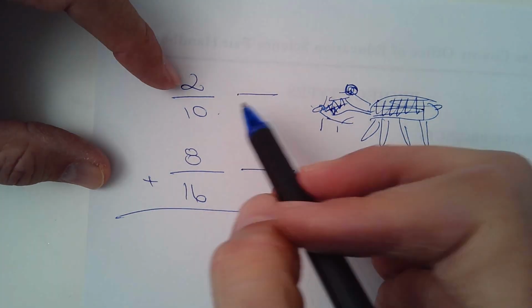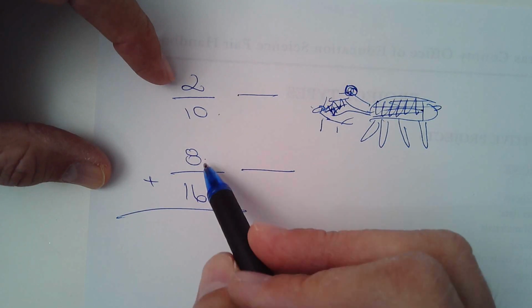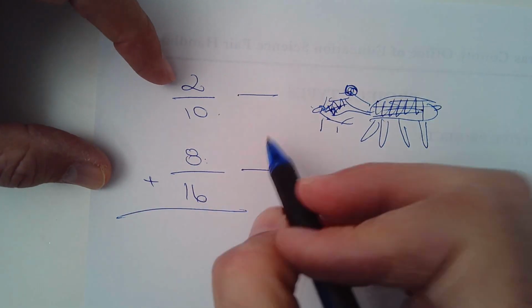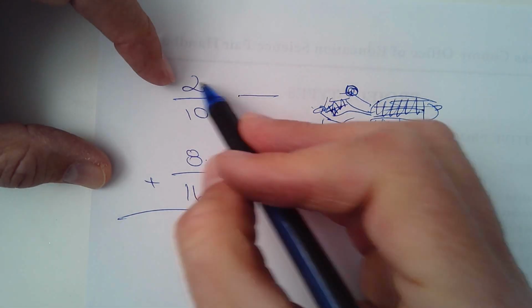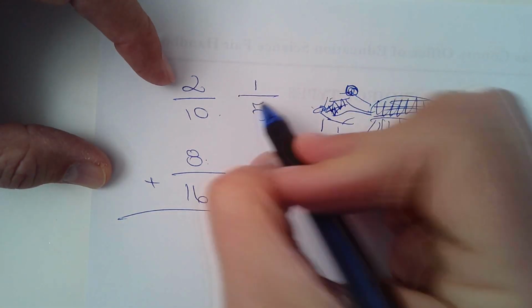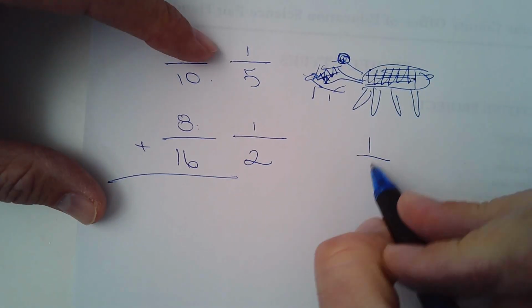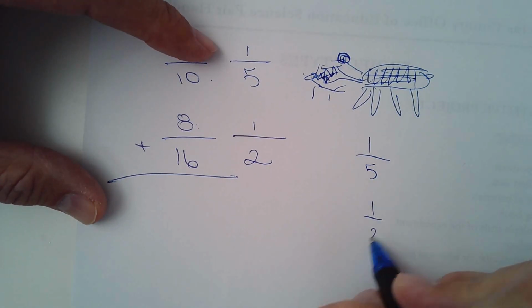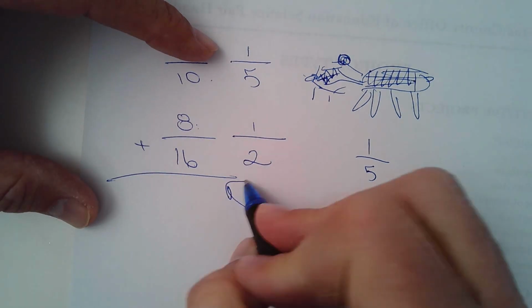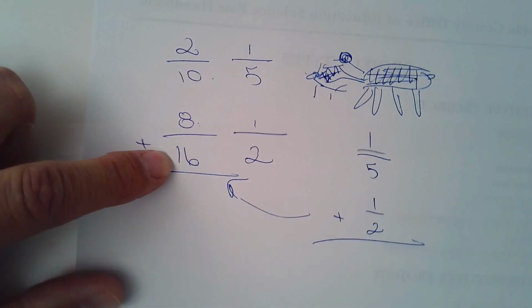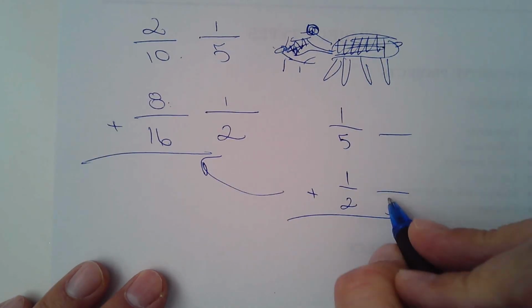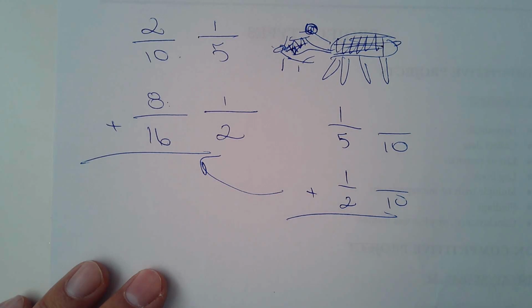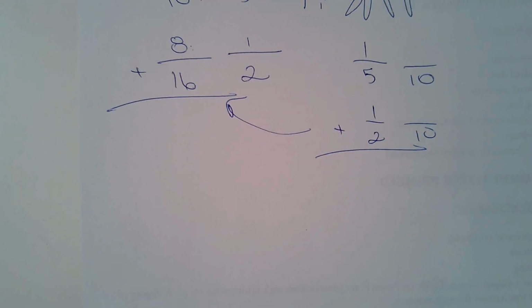So what's another way of looking at 8 over 16? That's 1/2. How about 2 over 10? Well, 2 goes into 2 once, 2 goes into 10 5 times. It is much easier to add 1/5 and 1/2 than it is 2/10 and 8 over 16. Much easier. The common denominator for this would be 10. That's easy to do.